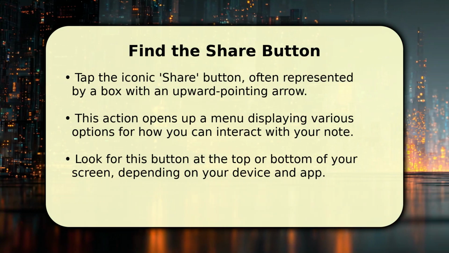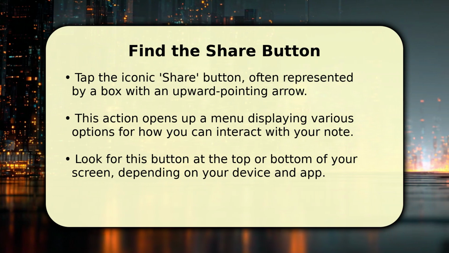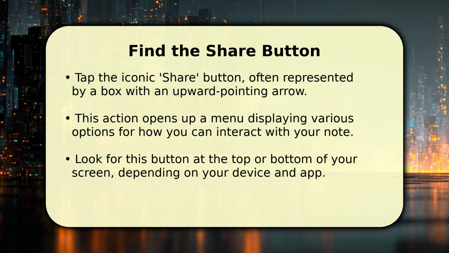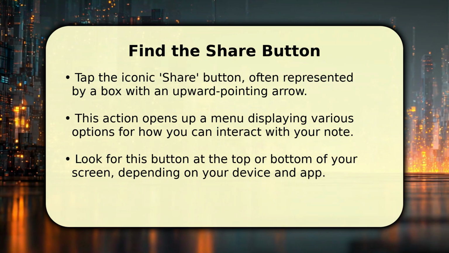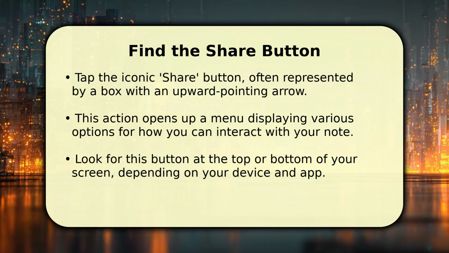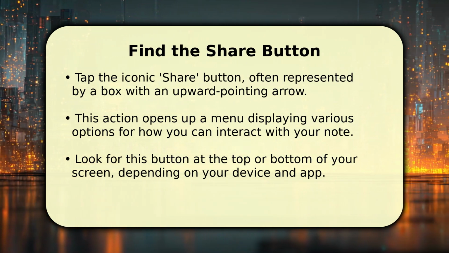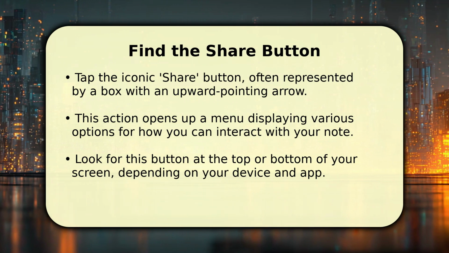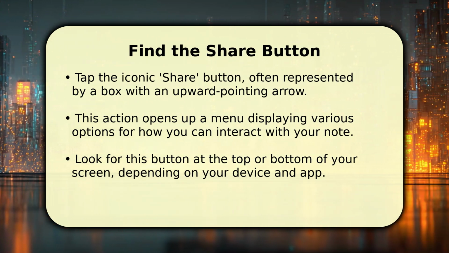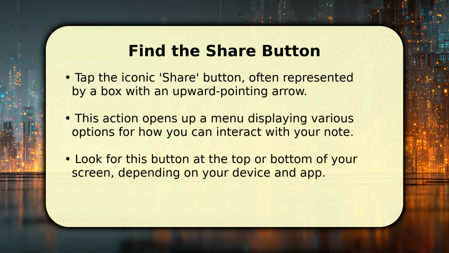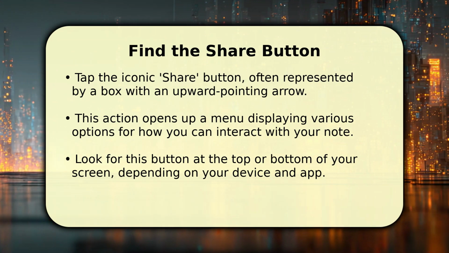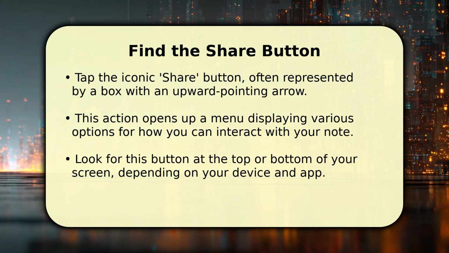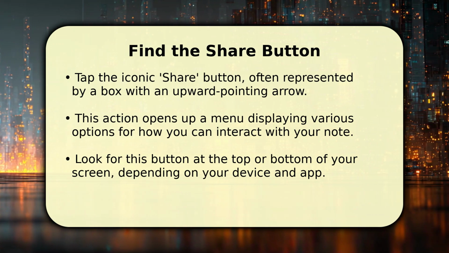Now, look for the Share button, which is usually a square icon with an arrow pointing upwards. Tapping this will open a tray of options, letting you decide what to do with your note. This versatile menu is where all the magic happens for sending or saving your content. Don't worry if you don't see an obvious PDF option right away. We're taking a slightly clever route to get there. Just tap that Share icon.